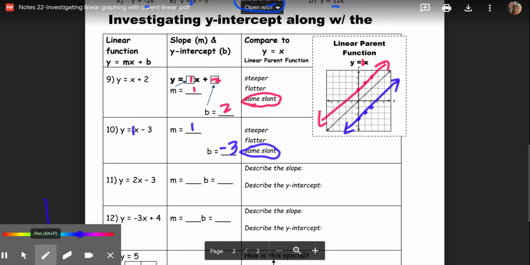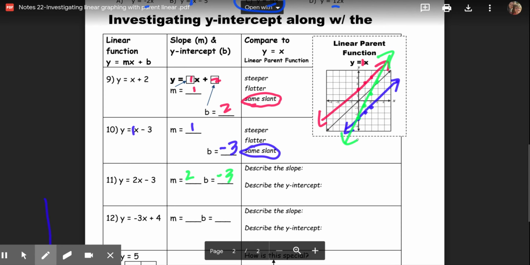All right, let's take a look at 11. We have 2x minus 3. So our slope is 2. Our y-intercept is -3. So we start at -3. We're going to go up 2 over 1. Up 2 over 1. Up 2 over 1. So again, we start here at -3. Let's take a look at what that line looks like.